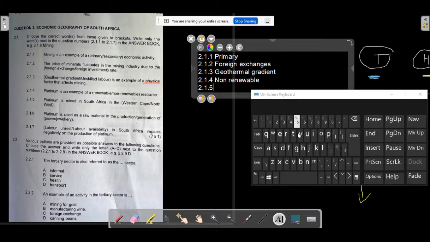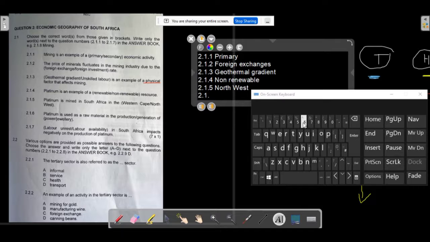2.1.5, platinum is mined in South Africa. Where? In the Western Cape or in the Northwest? It's in the Northwest. Okay. We do not get platinum in the Western Cape.